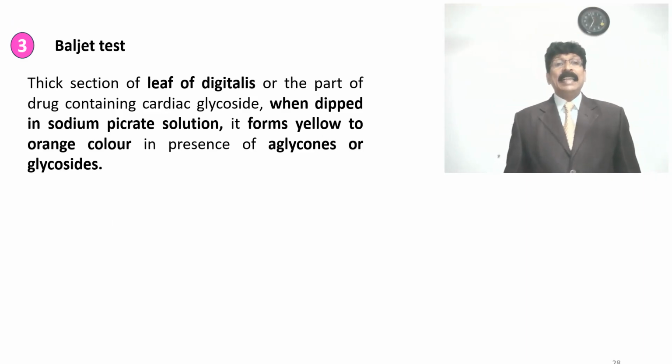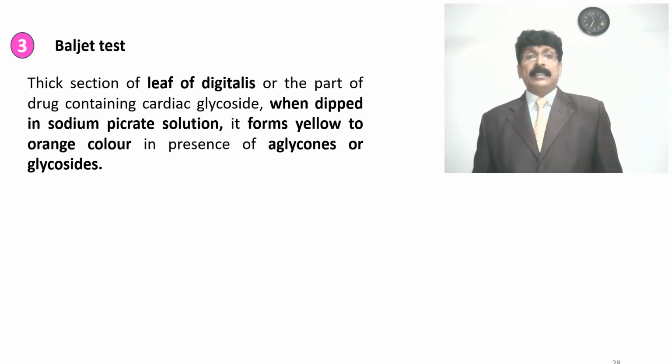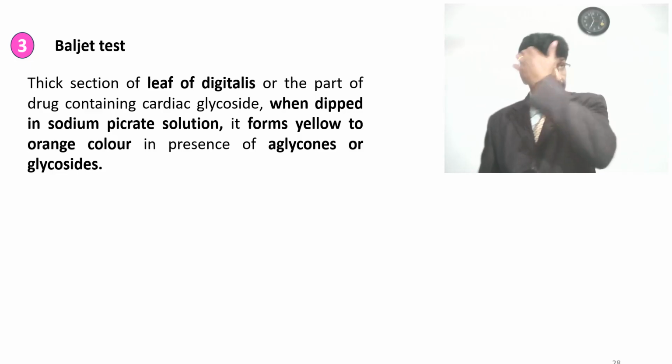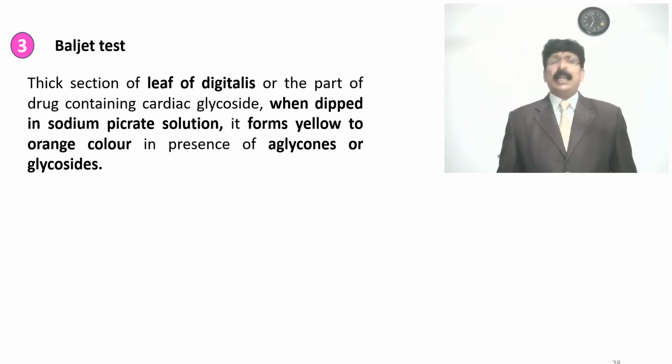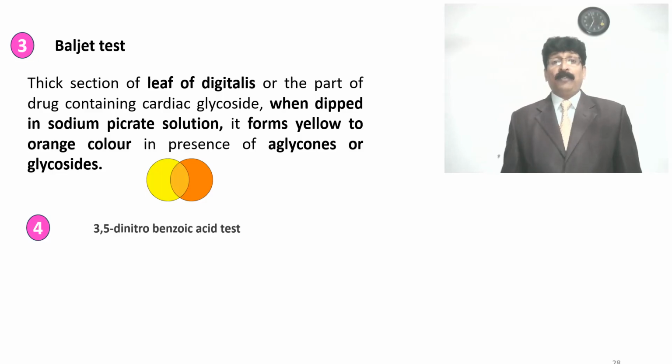A thick section of the leaf of digitalis, which is a part of the drug, a cardioglycoside-containing drug, strophanthus or squill, when dipped in a sodium picrate solution, forms a yellow to orange color, indicating the presence of the aglycone of the glycoside.